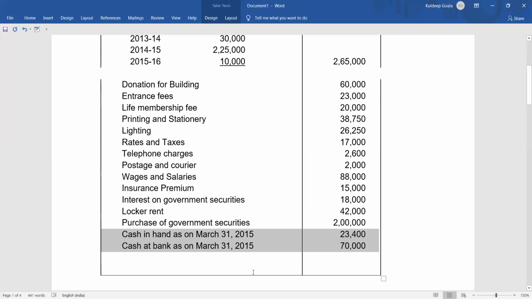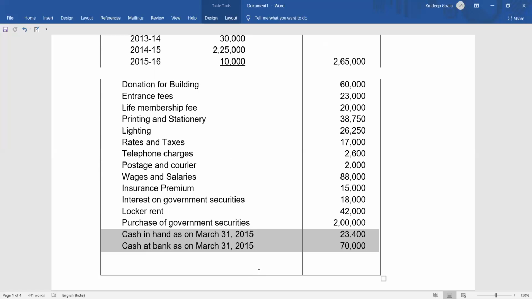So it will be coming in the closing balance, means it will be coming in the opposite side of the opening balance. It will be coming in the credit side as by balance carried down, cash in hand 23,400, cash at bank 70,000. You can see that both the balances are given here. That shows that the total of both the sides will be coming equal here. The possibilities are maximum. If it is not, then we must have done some mistake.